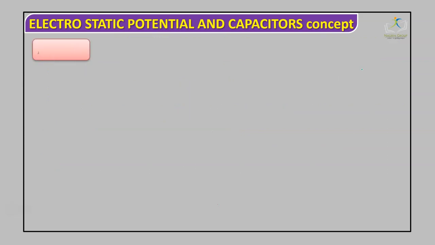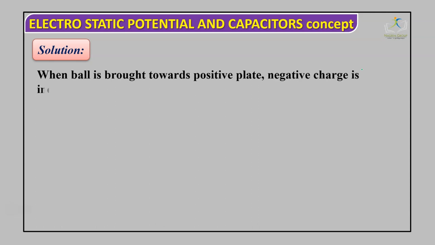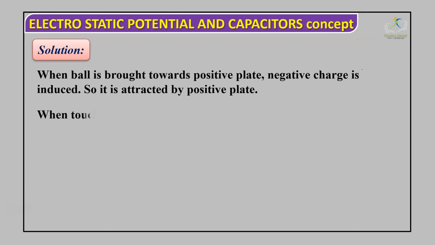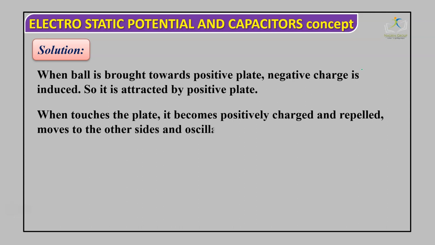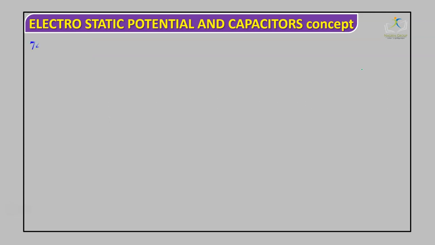Let us see the solution, how it is possible. When the ball is brought towards the positive plate, negative charge is induced, so it is attracted by the positive plate. When it touches the plate, it becomes positively charged and is repelled, moves to the other side and oscillates. Hence, the correct option is 3.